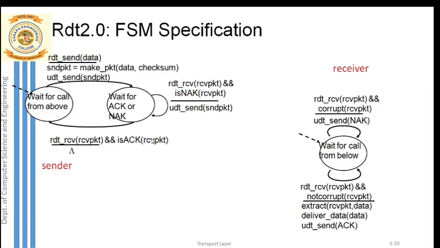If the received packet contains a positive acknowledgement, earlier we had checked for a negative acknowledgement. This is the positive acknowledgement. This is the only difference in the condition here. So if the received packet is a positive acknowledgement, what should the sender do? The sender should do nothing. This symbol indicates do nothing. So the sender should do nothing.